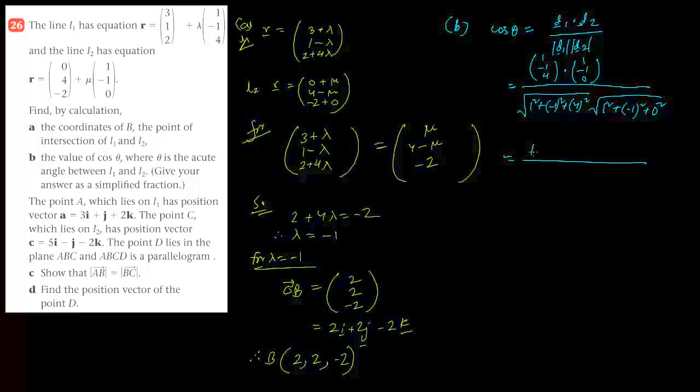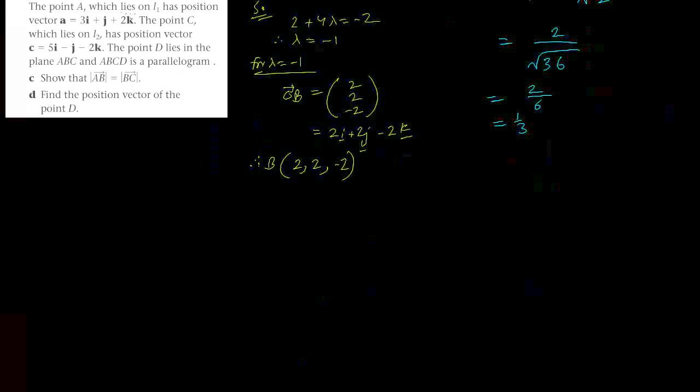So 1 into 1 is 1, plus minus 1 into minus 1 is 1, plus 4 into 0 is 0. And this is going to be square root of 1 squared is 1, plus minus 1 squared is also 1, plus 4 squared is 16. So 16 plus 2 is 18. Square root of, this is going to be 1 squared is 1, 1 plus 1 squared is 2. So this is 2. So 1 plus 1 is 2, divided by square root of 18 into 2, which is 36. This is going to be 2 by 6, which is 1 by 3. All we have to do is find the value of cos theta. Cos theta is 1 by 3.